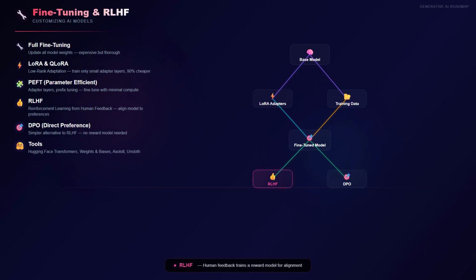DPO, or direct preference optimization, is a simpler alternative that doesn't need a separate reward model. It directly optimizes the model on preference pairs, making alignment much more accessible. Tools like Hugging Face Transformers, Unsloth for fast LoRA, and Weights and Biases for experiment tracking make fine-tuning accessible to individual developers.